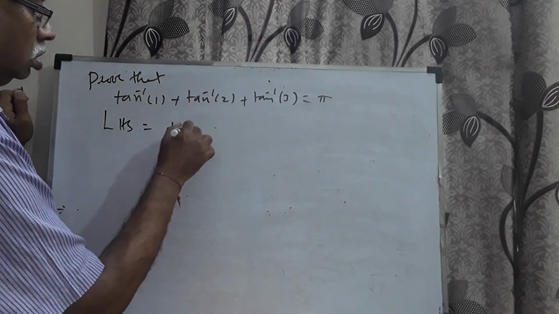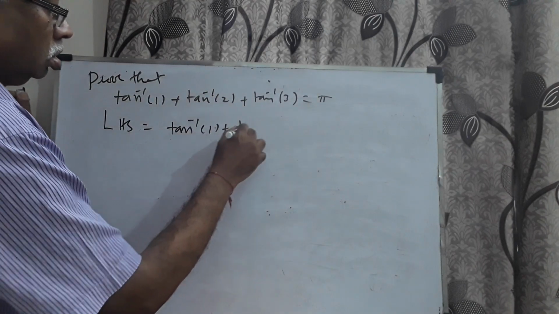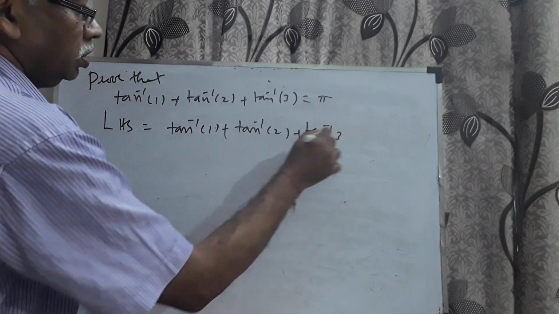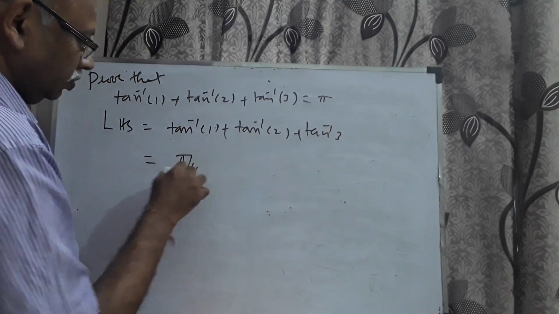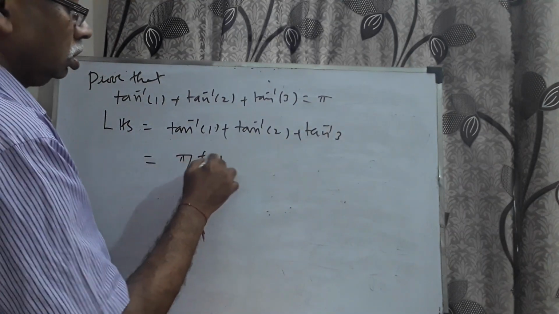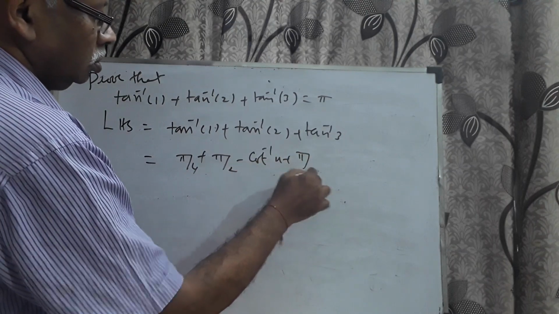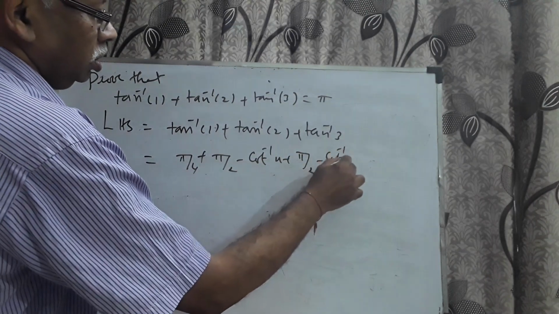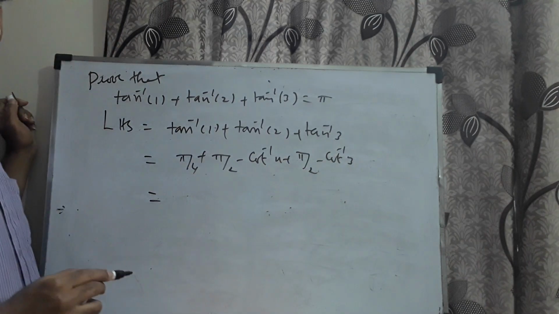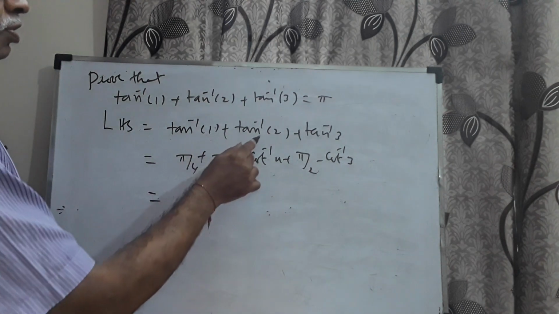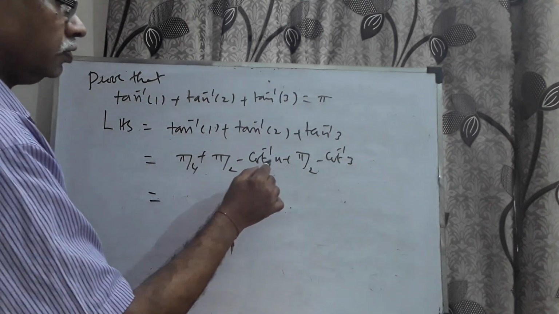Tan inverse 1 plus tan inverse 2 plus tan inverse 3. Here I just replace tan inverse 1 by pi by 4. Here I'll write it as pi by 2 minus cot inverse 2 plus pi by 2 minus cot inverse 3. Just now we have seen tan inverse x plus cot inverse x is pi by 2. Therefore, tan inverse 2 can be written as pi by 2 minus cot inverse 2.